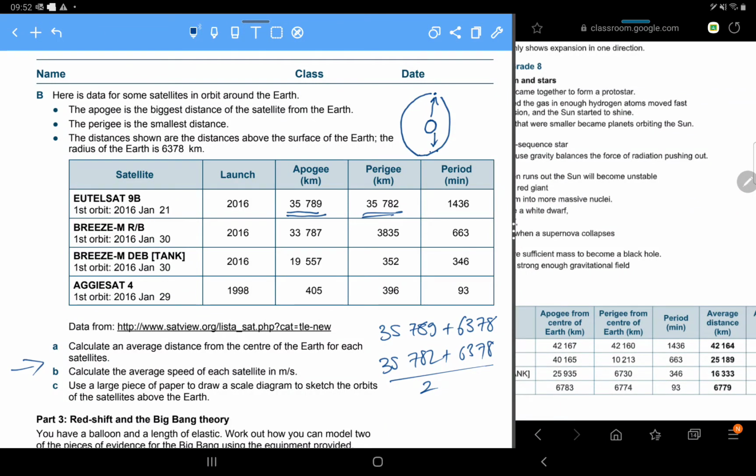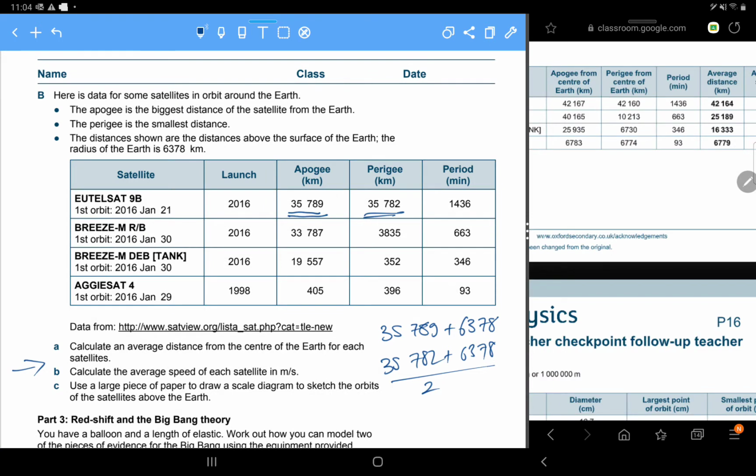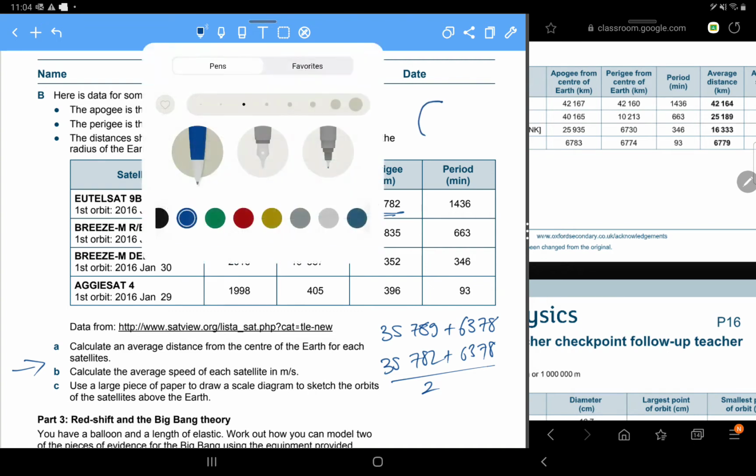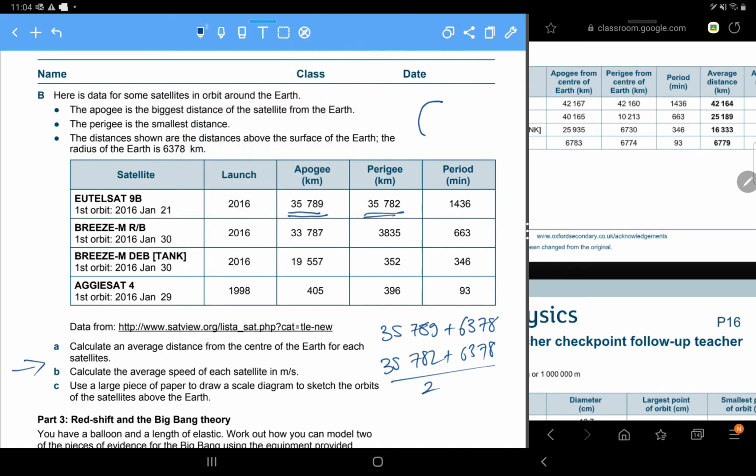Just to be clear about what I've just done there, if you look at the Earth, the average distance is from the centre out to the furthest, and so that's distance 1, and then the centre to the shortest distance, that's 2. We add them together and divide by 2 to get the average.